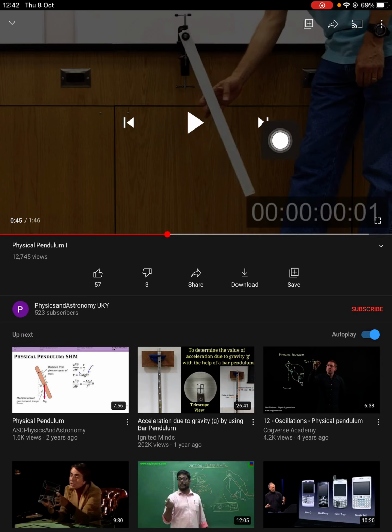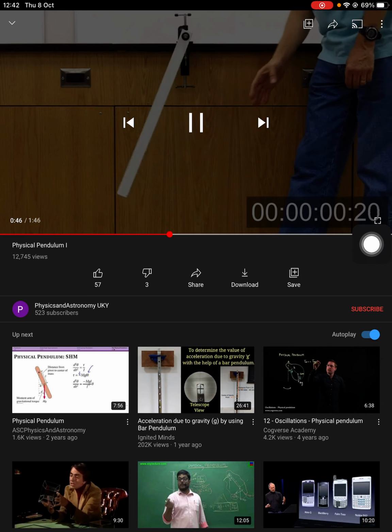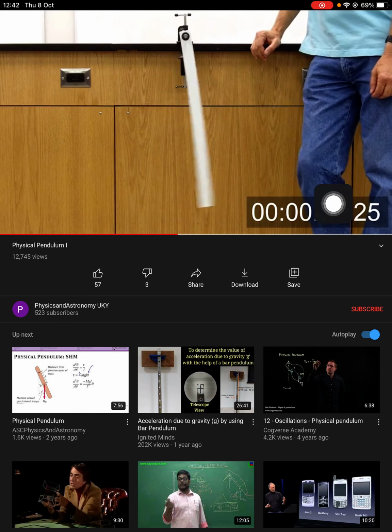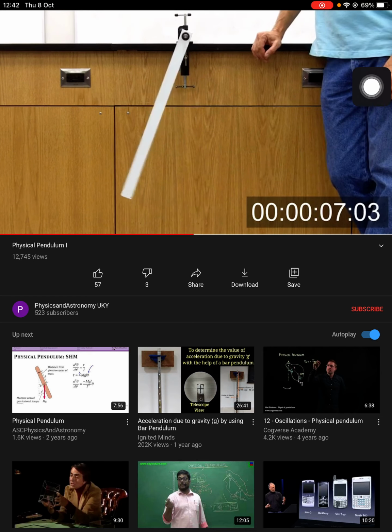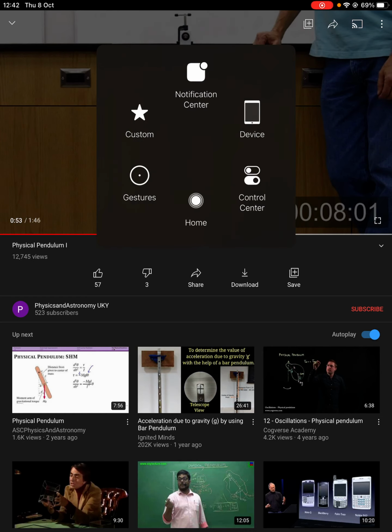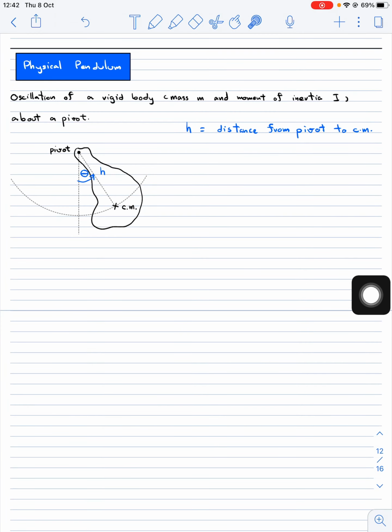So we have the rigid body as a rectangle. If we release it, it just oscillates left to right, left to right about this pivot here. So let's call it the physical pendulum. Then again, in this case, we just want to study this physical pendulum. We want to find the angular frequency, and then the period and the frequency.